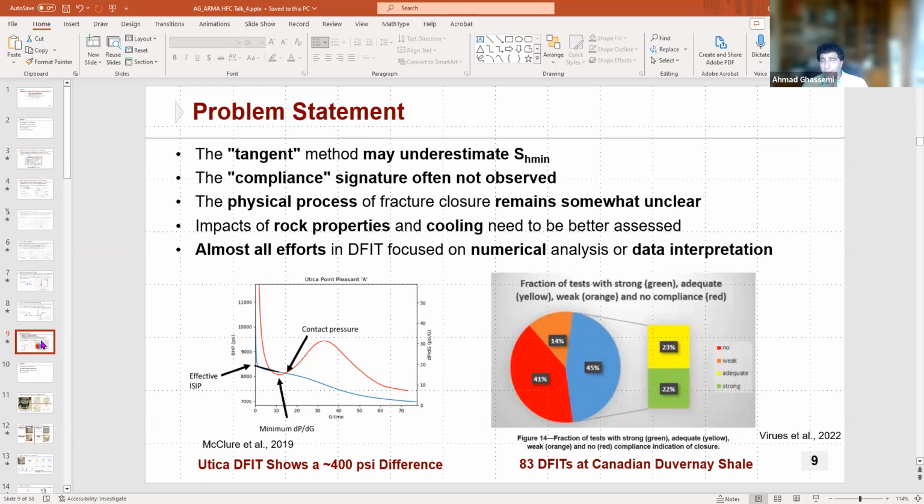And the situation is a little bit muddied because field data tends to support the compliance technique, but at the same time, oftentimes, as is shown in figure 14 here, from a recent paper from the Canadian hydraulic fracturing studies, a large portion of the minifrac tests did not have a compliance signature.